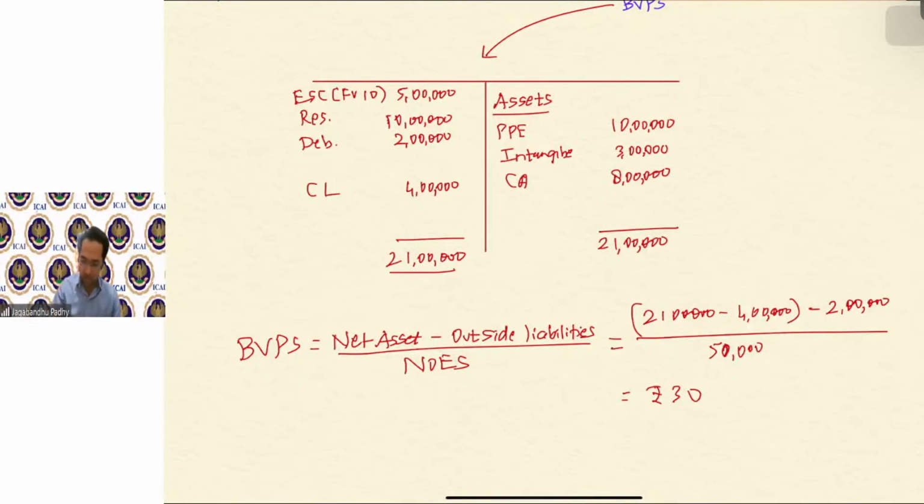Outside liabilities is basically what you have to pay to the outsiders. Basically bankers or the debenture holders, all those aspects come over, right? So as per the books of accounts, value of each share is 30.